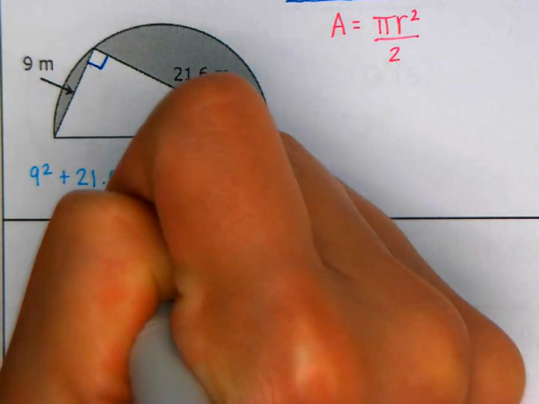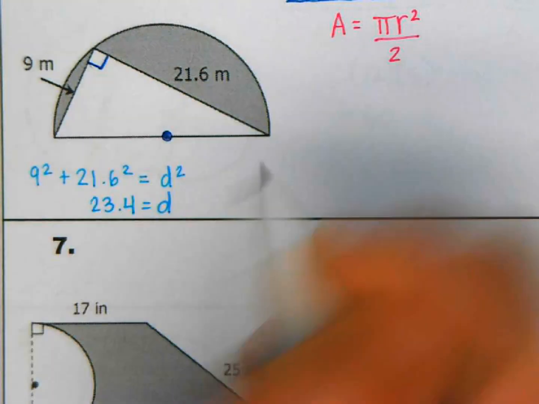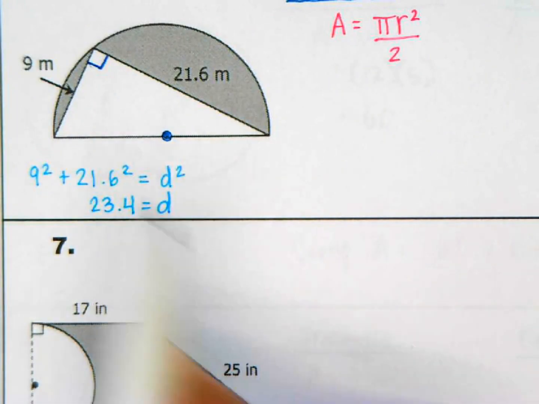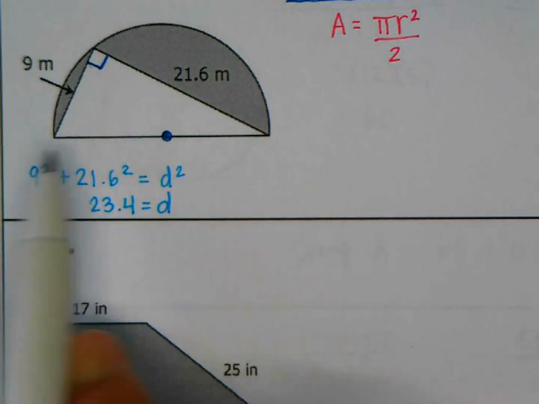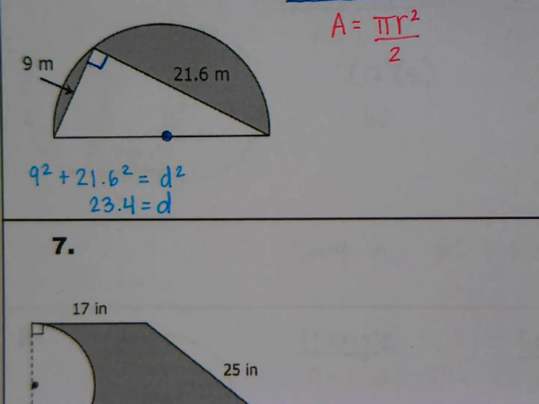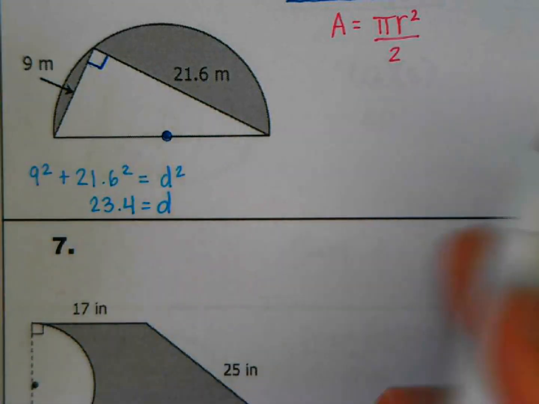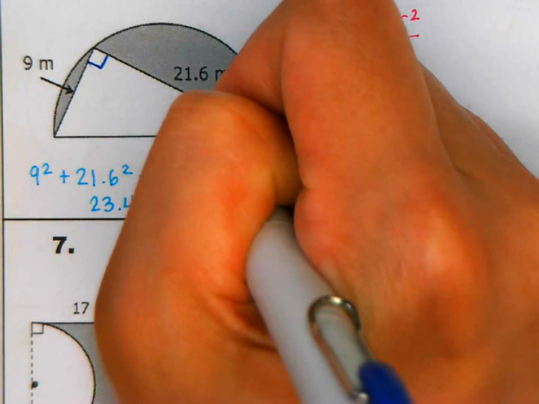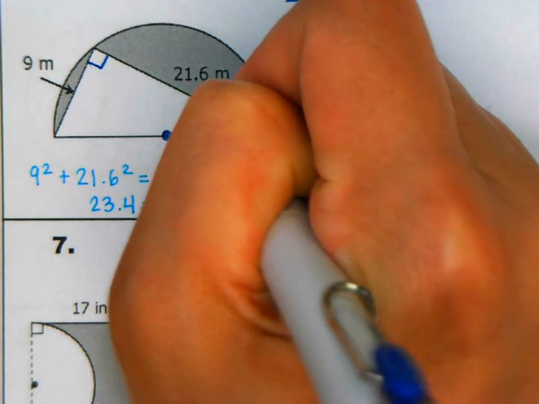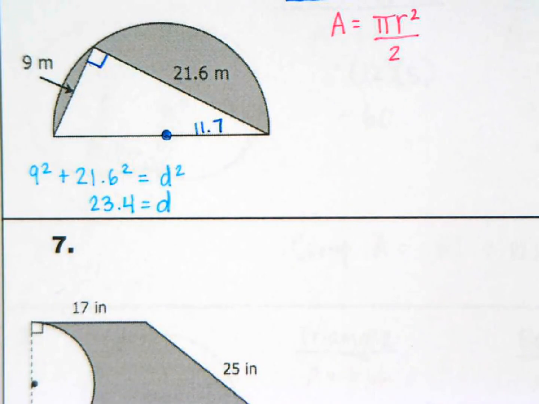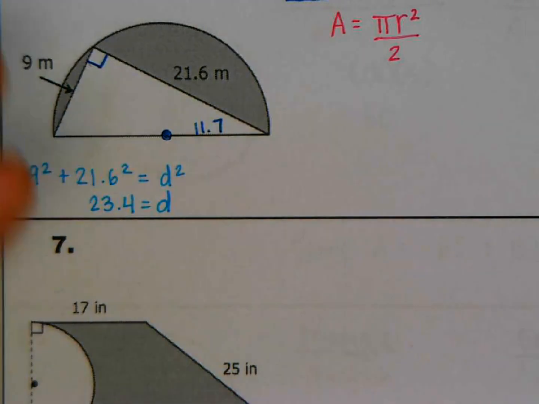So if the entire diameter is 23.4, how do we find the radius given the diameter? What do we do to this to get just the radius? Yeah, okay, thanks. Just checking for a pulse, you guys. Divided by 2. So our radius is 11.7. Now we can proceed with this formula.